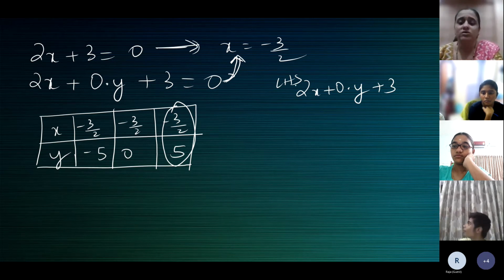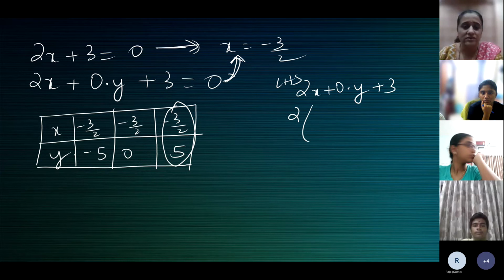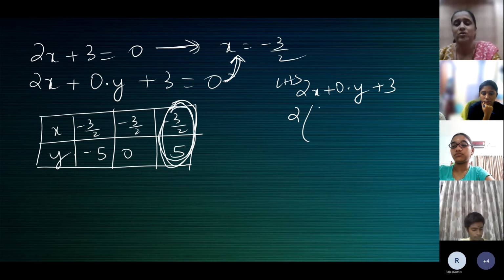All right. So now take up the LHS: 2x plus 0y plus 3. Now 2x, what's the value of x? What did we understand? x is always minus 3 by 2 for any value of y. Now we are trying to check if these values of x and y satisfy the equation. They must satisfy.